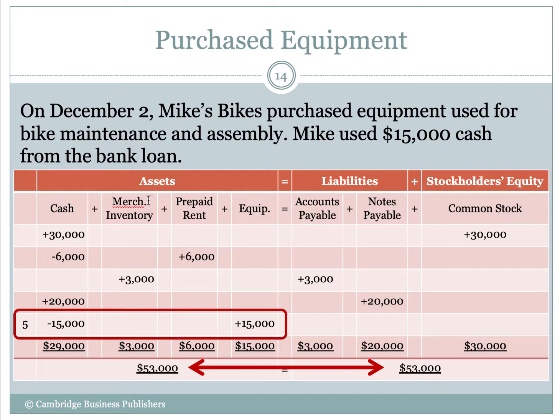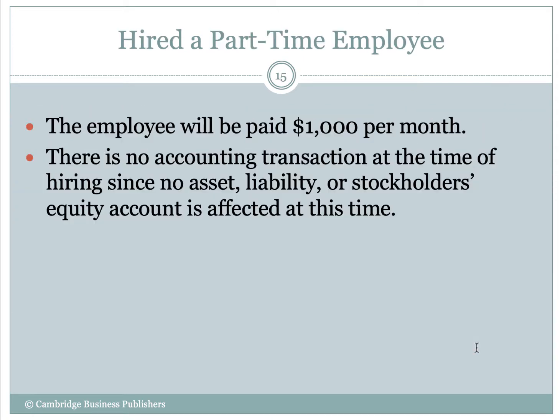Okay. So again, after we do this transaction of decreasing our cash and increasing our equipment, we got to add up all the assets. We got to add up all the liabilities. Got to add up all the stockholders' equity. And we see, okay, does the accounting equation still hold? Well, yeah, it does. Assets still equal $53,000. Liabilities plus stockholders' equity together equal $53,000. Guess what? Accounting equation holds.